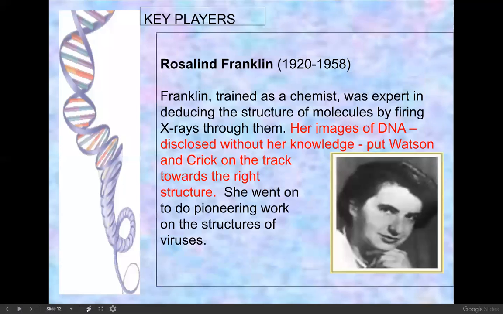All right, trained as a chemist, she was expert in deducing the structure of molecules by firing X-rays through them. Her images of DNA, disclosed without her knowledge, put Watson and Crick on the track towards the right structure. So Watson and Crick were able to get that photograph from an associate who was working with Rosalind Franklin named Wilkins. And she did not want that to happen, but he was able to grab her photograph and give it to them, and that helped them finally recognize the structure of DNA.